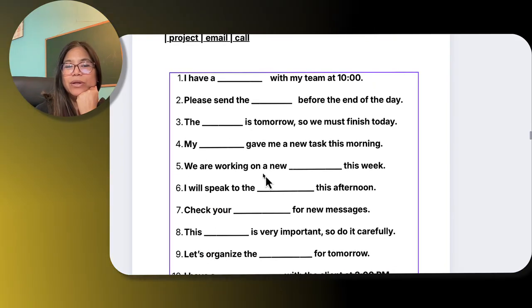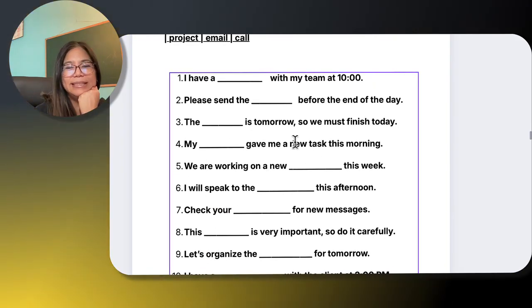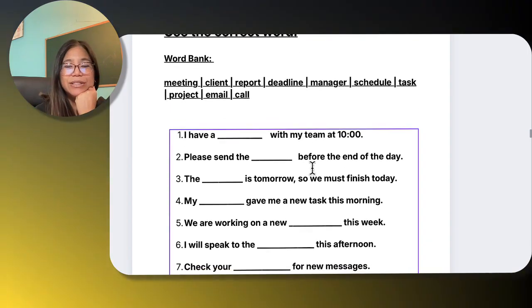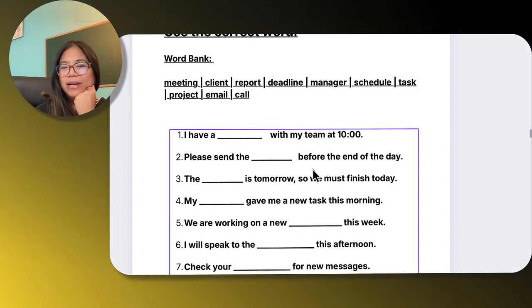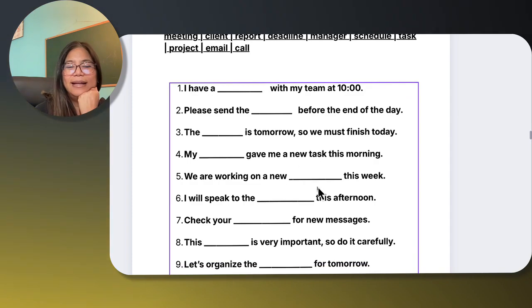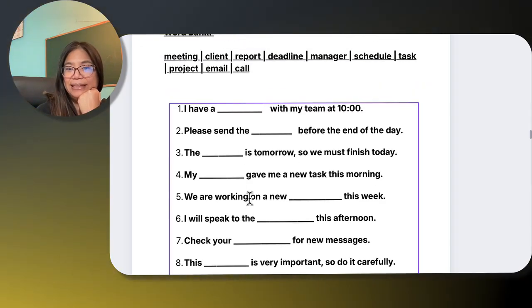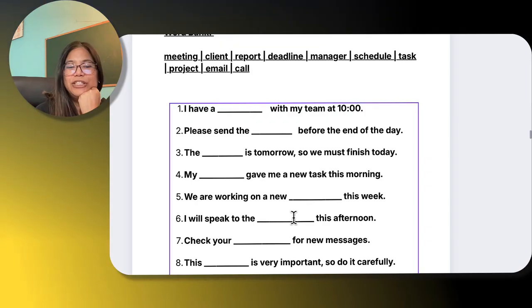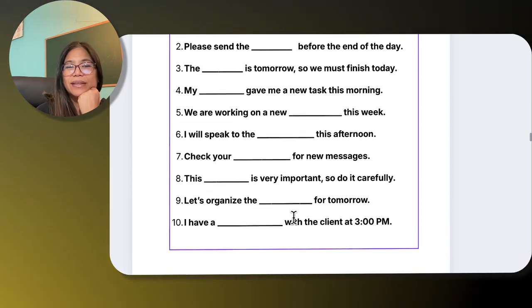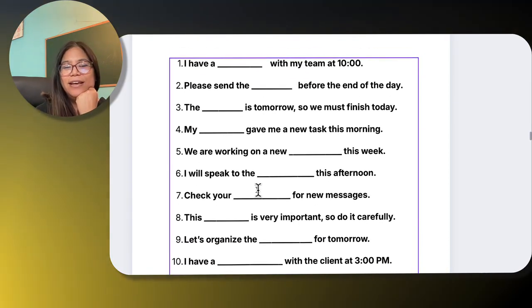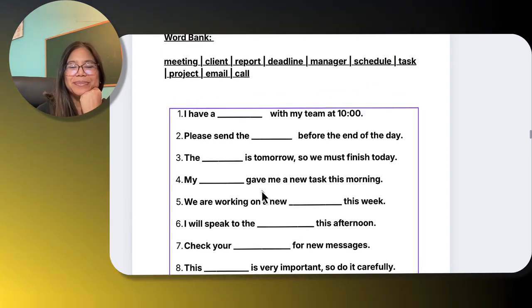So what can you work on? A new email? Well, that doesn't sound right. A new schedule? Doesn't sound right. So what would it be? A new project. I will speak to the who this afternoon? Client. Client, yeah? Check your what? For new messages. Your email.